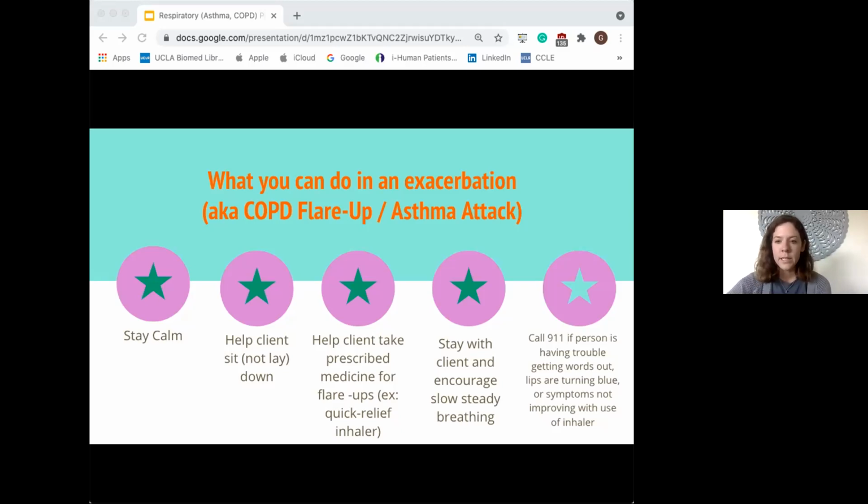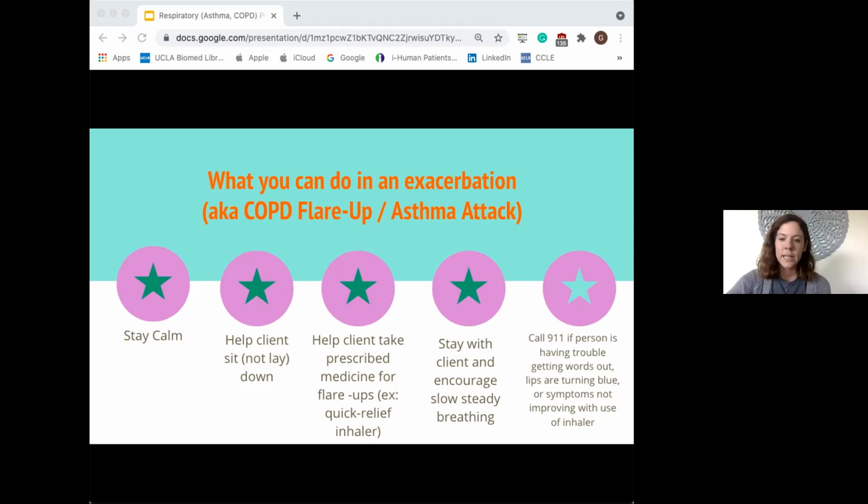But either way, if you are with a client with asthma or COPD who's having an exacerbation, here are a few things you can do. Stay calm. This will hopefully help the client to stay calm or calm down a little bit, while panic only worsens symptoms. If not already, help the client sit down. You don't want them to lie down because this can make it more difficult to breathe, especially if they have a lot of secretions in their lungs.